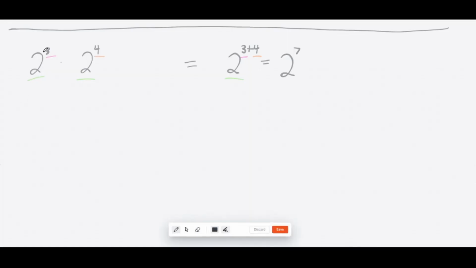So this 2 to the third, we can represent that as 2 times 2 times 2. That's all 2 to the third is. And then we have this multiplication sign here, and then we have 2 to the fourth. So what is 2 to the fourth?